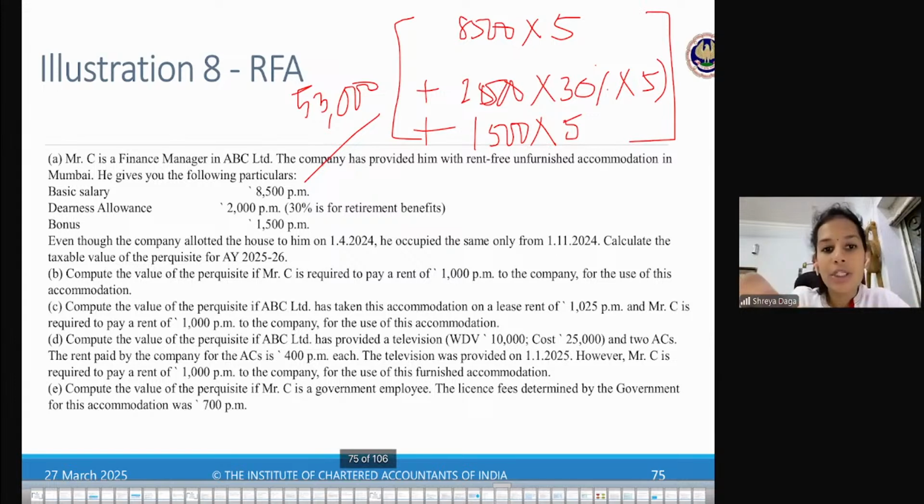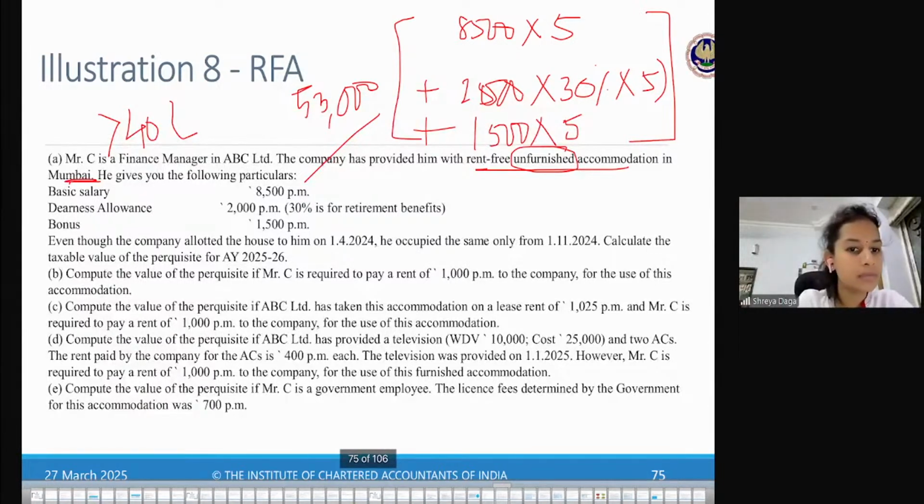Yes. Acha. So now tell me, where is he stationed? In Mumbai. Mumbai's population is more than 40 lakhs, right? And the company has given him RFA unfurnished. Okay, so I don't need to add furniture cost. Okay. And does the company own the property, or has the company taken it on lease? We don't know. But if the company had taken it on lease, then they would have provided lease rent information now.